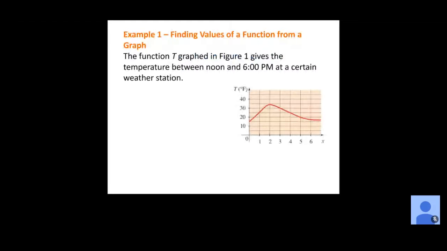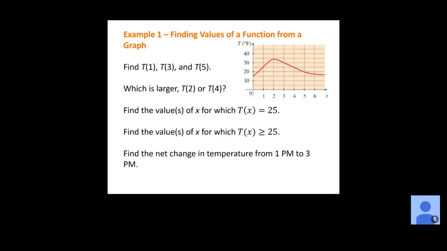Okay, so first example here, we've got the function T graphed in the figure, and it gives the temperature between noon and 6 p.m. at a certain weather station. Okay, so here are the questions. First thing we want to do is find T of 1, T of 3, and T of 5. So notice in this case, we're looking at x values of 1, 3, and 5, and we're trying to find the T value, which in this case is that temperature in degrees Fahrenheit.